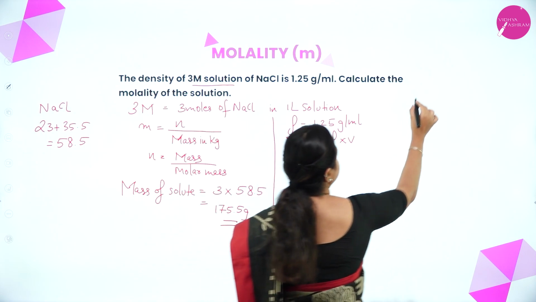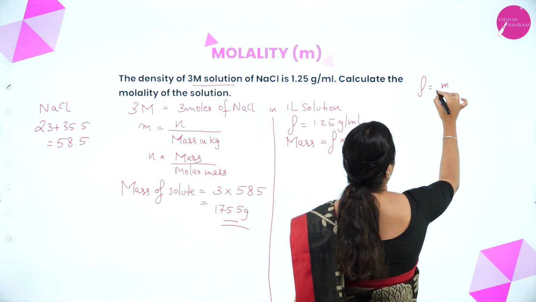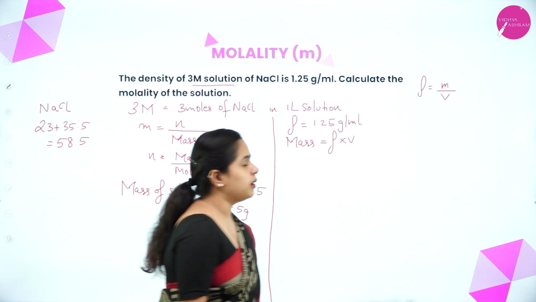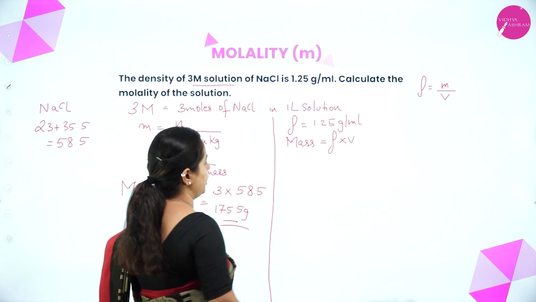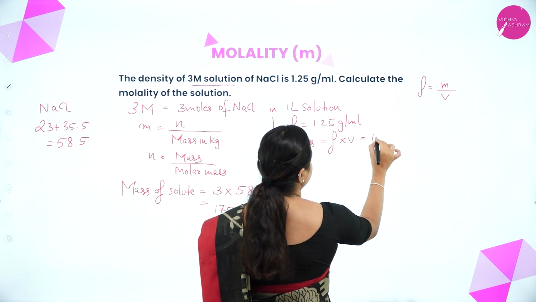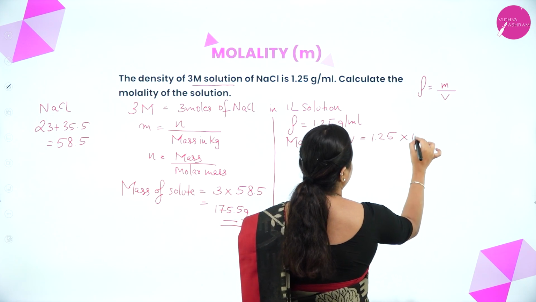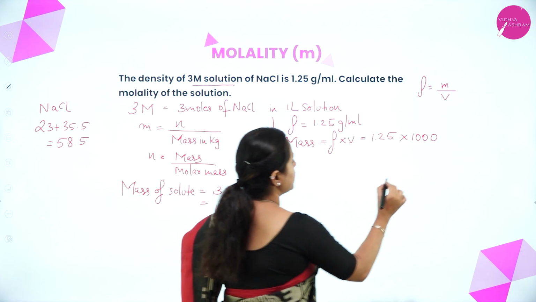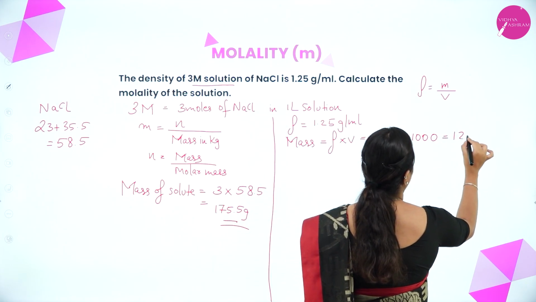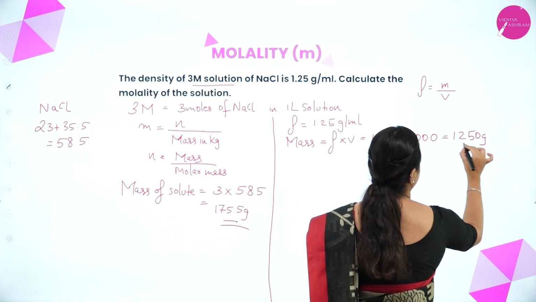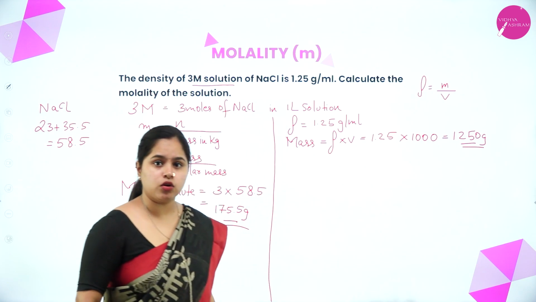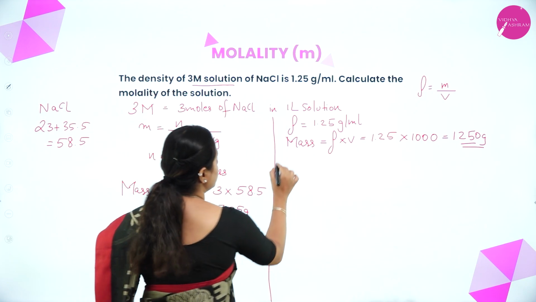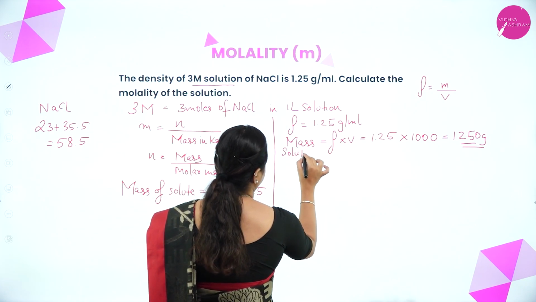You know that density is equal to mass by volume. So what will be my mass? Density into volume, that is 1.25 multiplied by 1000, as 1 liter means 1000 ml. That will give me 1250 grams. Now what did we calculate? It is the mass of your solution.